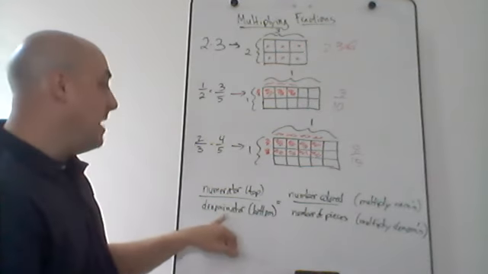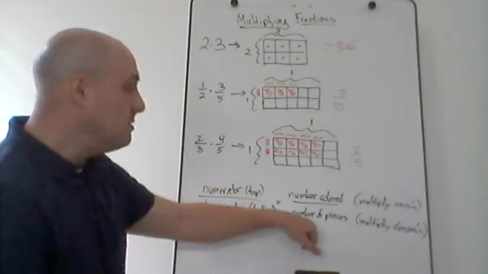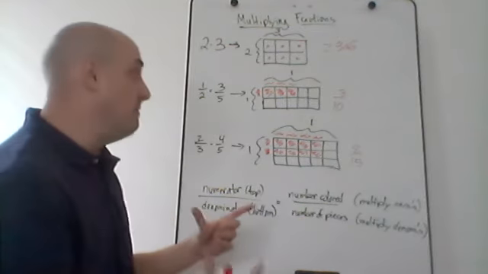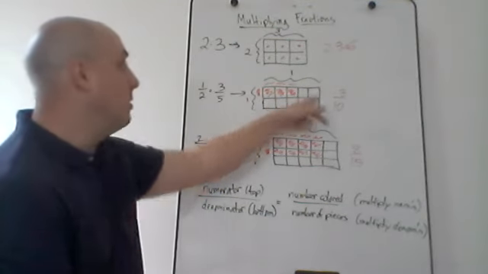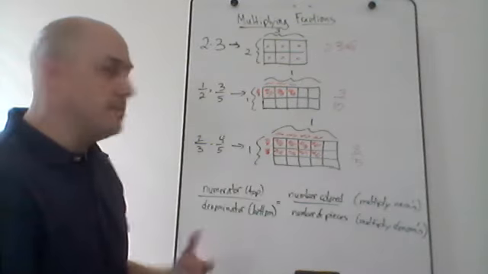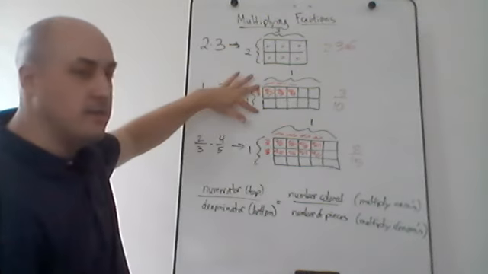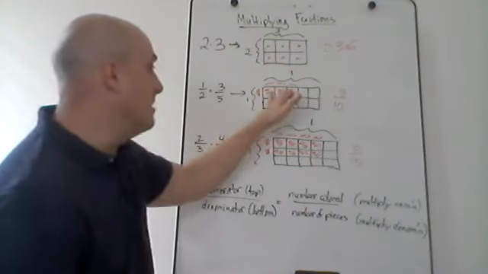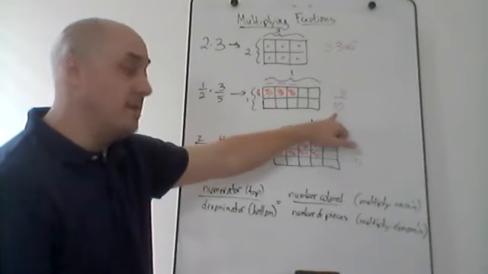To get the denominator, the bottom number, it was the total number of pieces that we had in our final block. This block here had a total of 10 pieces. Well, where did those 10 pieces come from? It came from the 2 pieces on this side times the 5 pieces on this side. 2 times 5 gives us the 10.